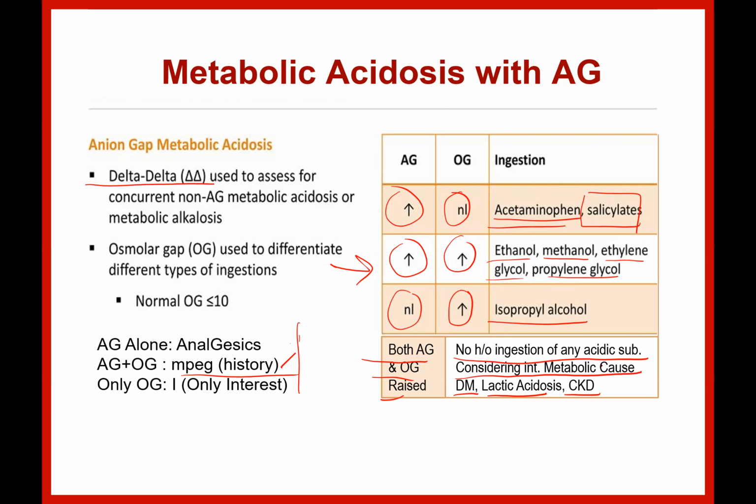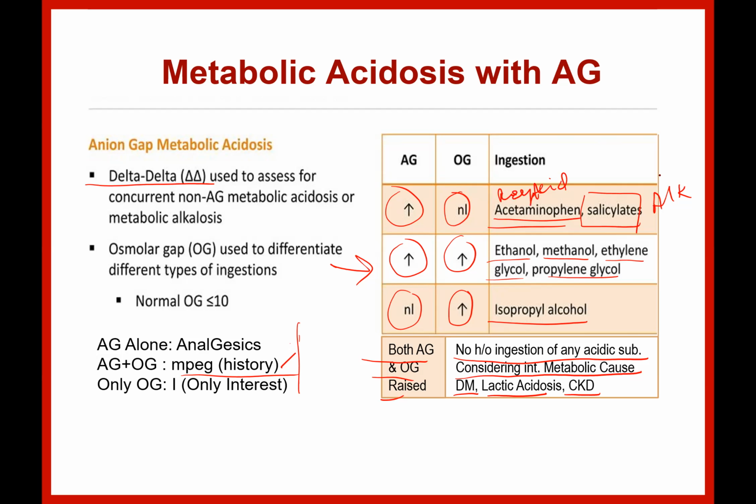If there is no history of ingestion, I am with a metabolic disorder. What is my sugar level like? What are my ketones? Is there lactic acidosis? Is there a CKD? That's very simple. Both are elevated. It's a double gap. Whereas when you have only anion gap and no osmotic gap, two conditions are possible. Anion gap metabolic acidosis, salicylate and acetaminophen. One is associated with respiratory alkalosis, which is salicylate. This is associated with respiratory acidosis, which is acetaminophen.